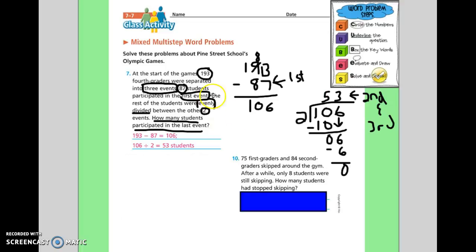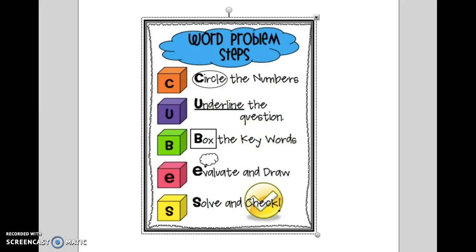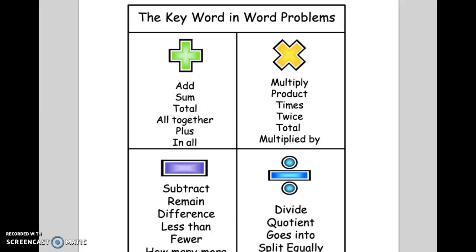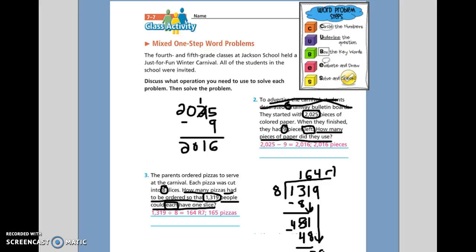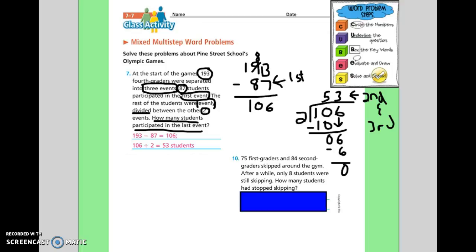So today we reviewed the cubes method for solving problems, reminded you that there are key words that can help you decide what operation you need to do, and then we practiced on both one-step word problems and two-step word problems. Again, word problems, use those cubes method and it's going to help you solve them, and go ahead and work on your homework.